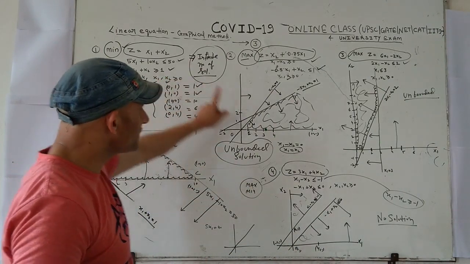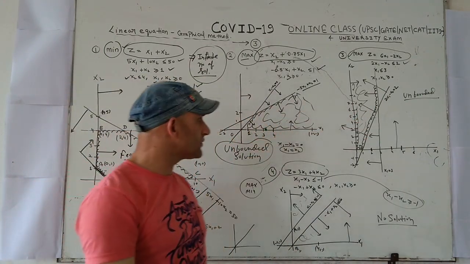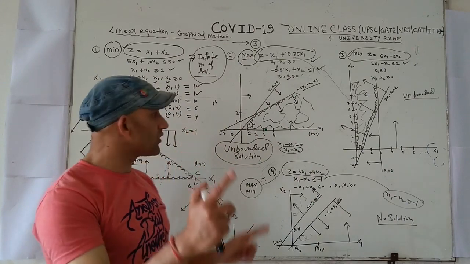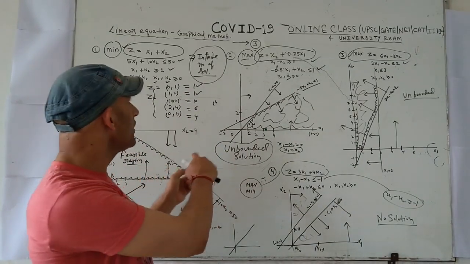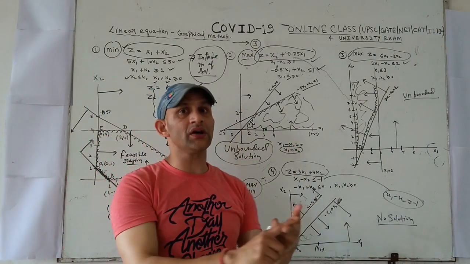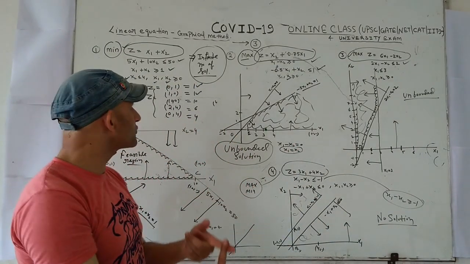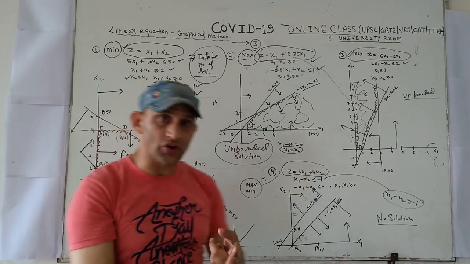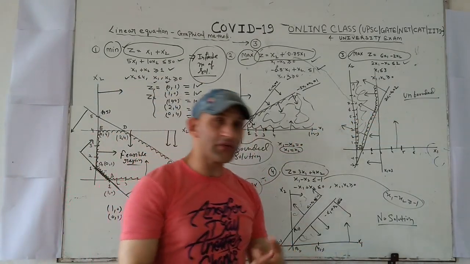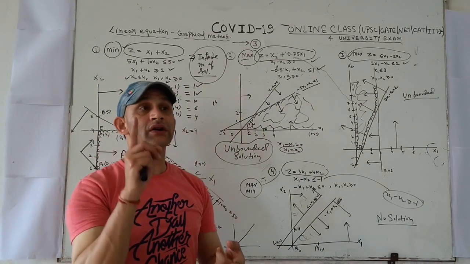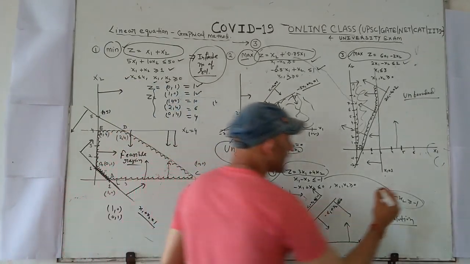Infinite number of solutions, unbounded solution, unique solution. The first question was the unique solution; we have already solved it, in the previous lecture number 2. So unique solution I have solved, and infinite number of solutions I have solved. Unbounded we have also discussed. No solution we have also discussed. The last one is redundant.